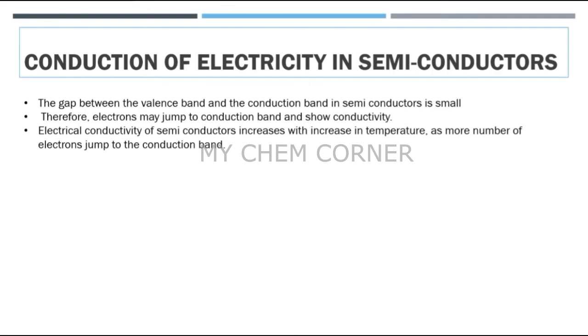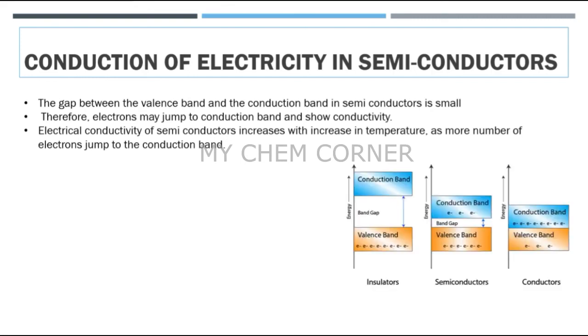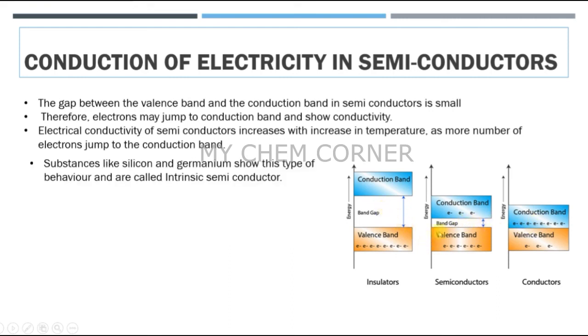How? With an increase in temperature. So the gap between the valence band and the conduction band is small in semiconductors, but electrons can jump only when you increase the temperature. That is what we're going to learn under this semiconductor topic. So when you compare the band gap between each of these, you see the gap in a semiconductor is intermediate between both the insulator and the conductor.